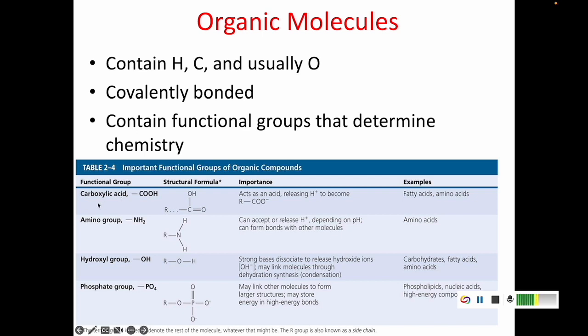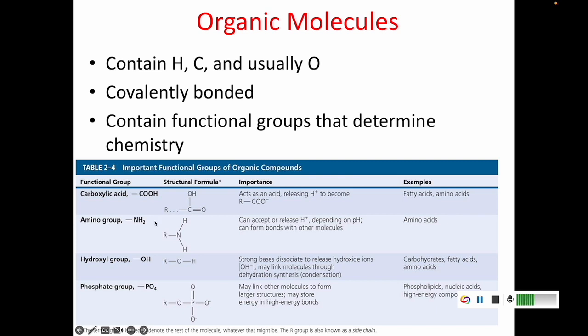So we see things like carboxylic acid. This is a carboxylic acid group, COOH. This can act as an acid. It can release this hydrogen here. And this is going to be important in fatty acids and amino acids. Every single amino acid ever is going to have this in it. And many fatty acids will have that in it.